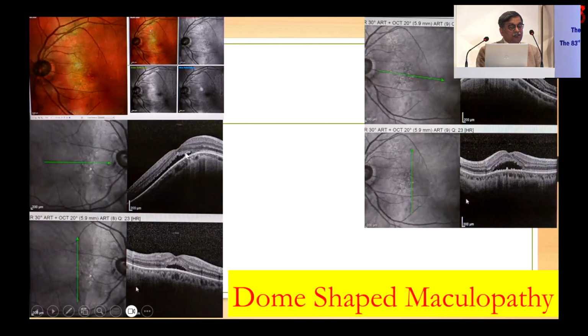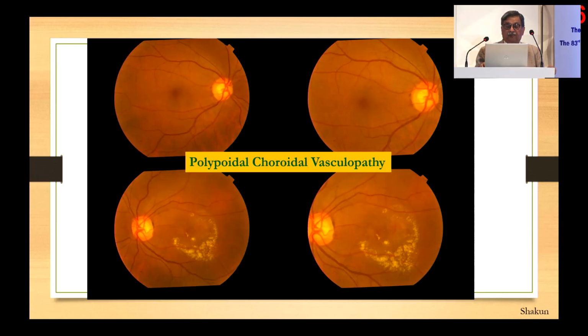This looks deceptively like a CSR, but you'll see this layer is going up like a dome. On the other side, and this is in the horizontal meridian, in the vertical meridian, it is very important to have this along with you. And here you see that's not there. So this is a dome-shaped maculopathy. Unless you do it in both the meridians, you will miss the diagnosis. And unfortunately, we do not have any treatment, but it is usually not a progressive disease.